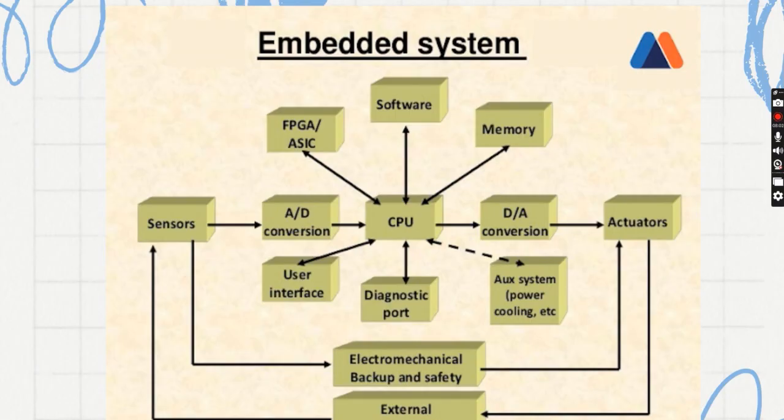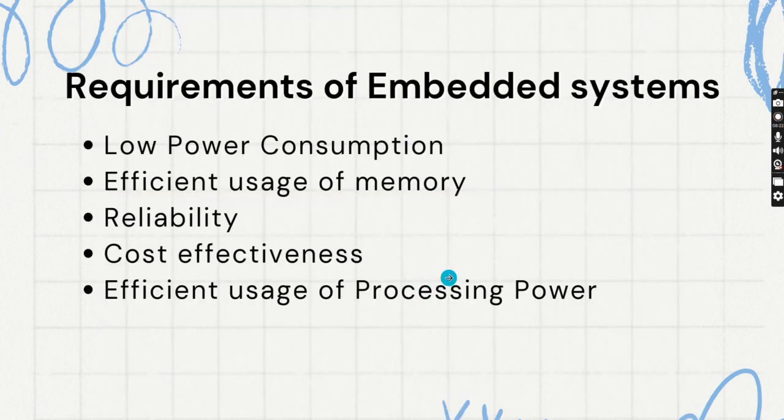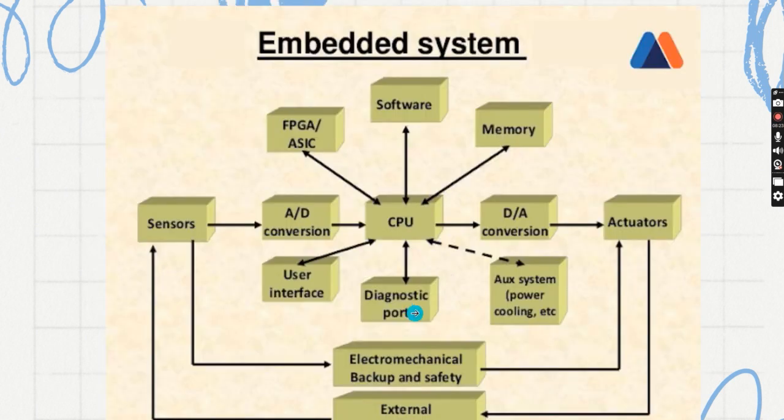The first one is the user interface. The user interface can be as small as an LCD, or we can make it a GUI, and it is used just to interact with the user. The second part is the diagnostic port. It is used to check whether things are working fine or not, in diagnostic mode. It just checks whether the components, or the system, are working fine or not.